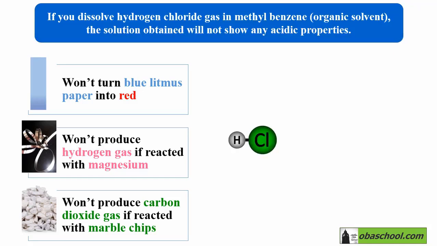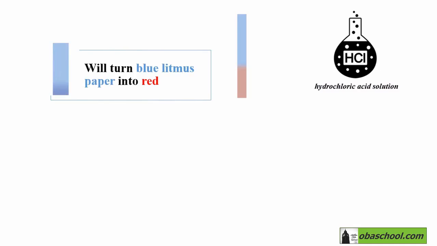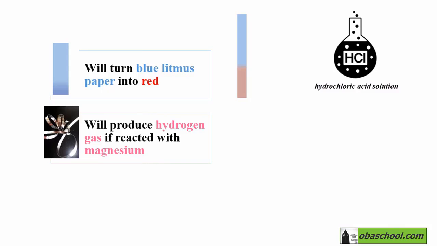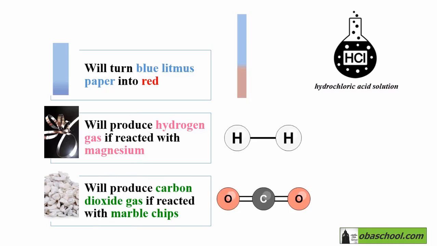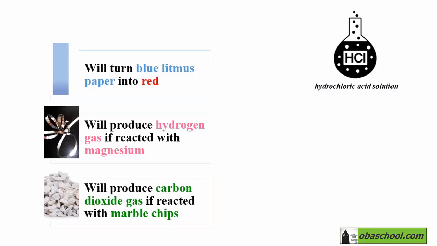So when hydrogen chloride gas is dissolved in methyl benzene, the solution obtained isn't acidic. On the other hand, if hydrogen chloride is dissolved in water, it will produce hydrochloric acid, an aqueous solution, which is acidic. So it will turn a blue litmus paper red. It will react with magnesium ribbon to produce hydrogen gas, and it will react with marble chips to produce carbon dioxide gas. And this is because HCl, when dissolved in water, will produce the hydroxonium ion H3O+, which is responsible for the acidic properties.